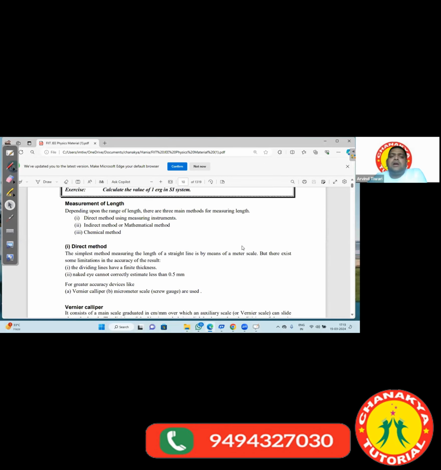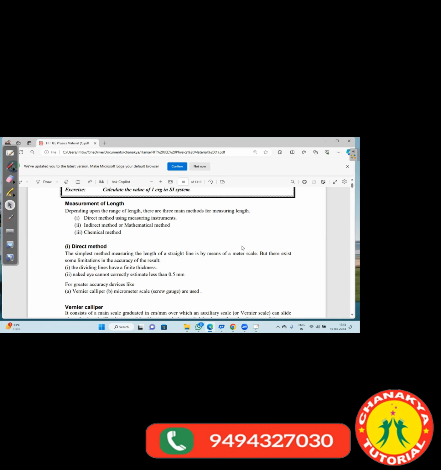So see here, the measurement of length can be made using the direct method of measurement, using measuring instruments, and indirect methods or mathematical methods. Chemical methods are also there, for measurement of very small distances like molecular distances. Okay, so they can be measured with chemical methods. Mostly in this syllabus, we will be studying the direct and indirect methods.